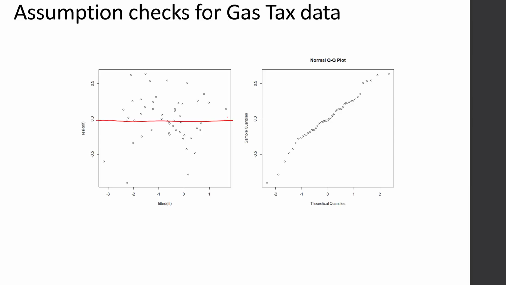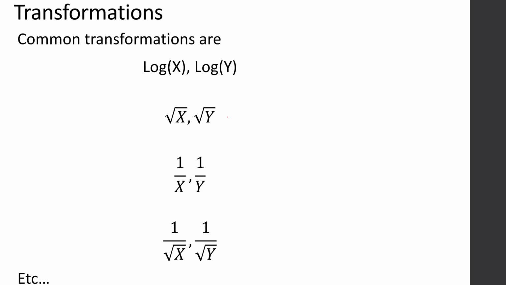It's not perfect. I probably could tweak this with some different transformations, but my point is that you can do a transformation when you have a violation of the assumptions. Some common transformations are taking the logarithm, the square root of the data, 1 over the data, 1 over the square root of the data, etc.